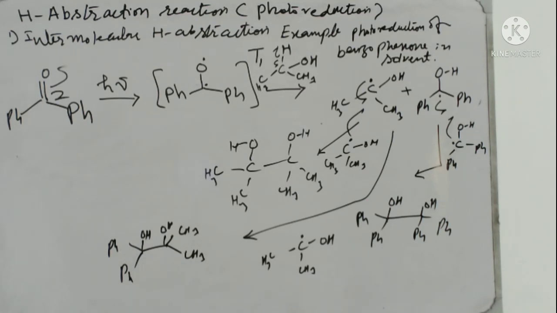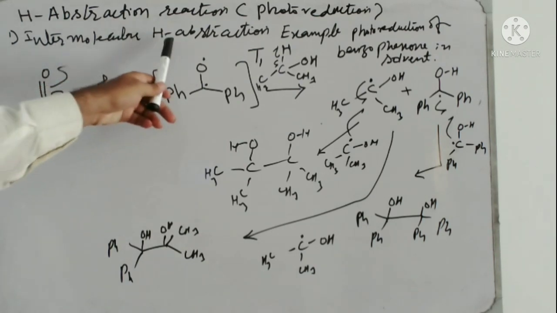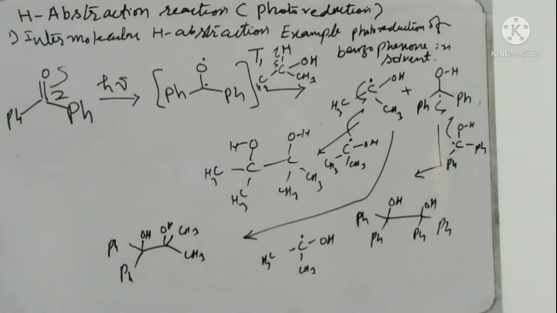Photoreduction is of two types. It can be intermolecular hydrogen abstraction or intramolecular. So we will discuss different examples of both intermolecular hydrogen abstraction and intramolecular hydrogen abstraction.